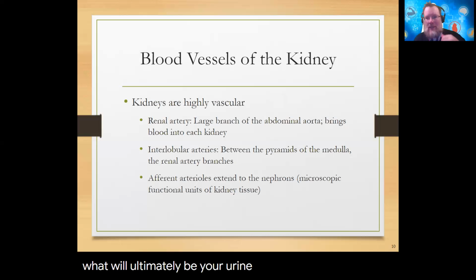So we shouldn't see red blood cells. We shouldn't see plasma proteins. There are certain things we shouldn't see in urine. We shouldn't see glucose in your urine either.